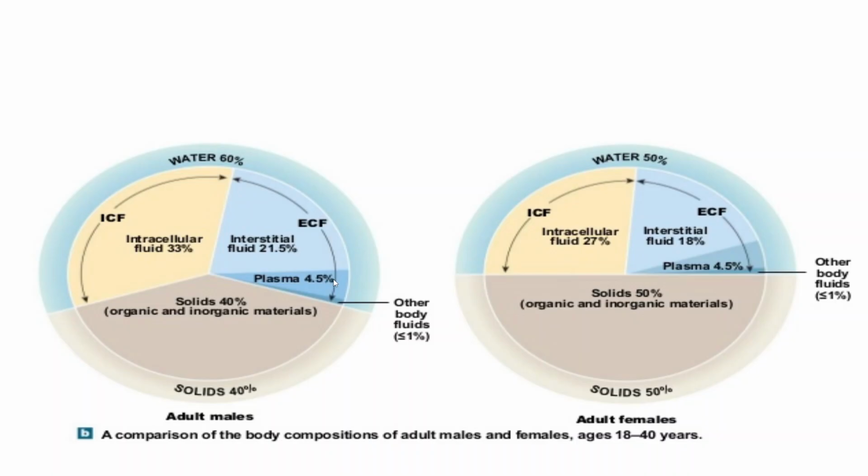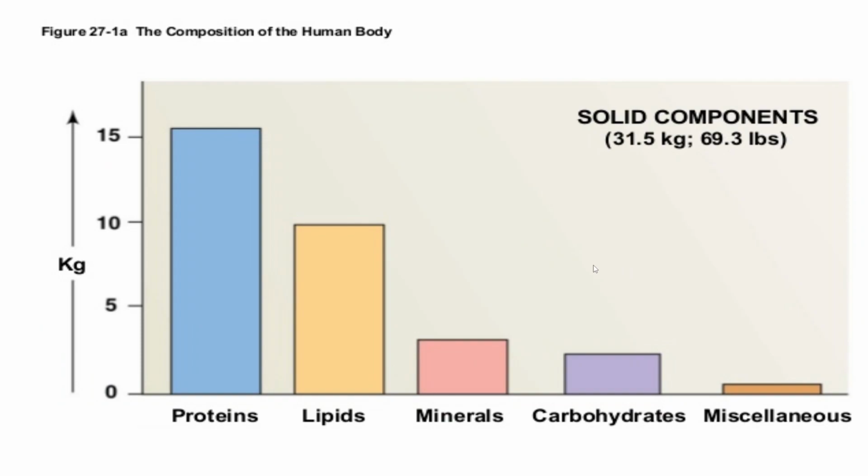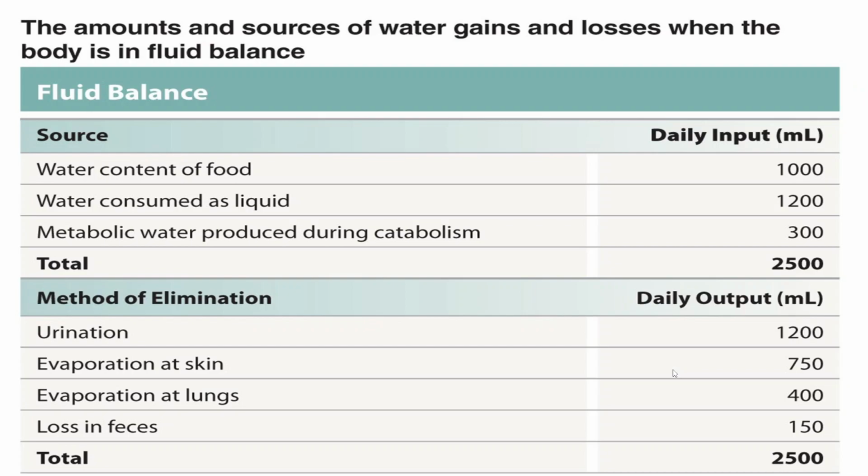Now, the blood as such, what we see in the circulatory system, constitutes only around 4.5% of the total body volume, and around 15 to 20% of the total fluid in the body. So the major component of the fluid will be intracellular, within the cells, and then interstitial, in between the cells in the tissue space. Of course, there is a slight difference in the ratios of fluid and solid in males and females. The solid components are proteins, lipids, minerals, carbohydrates, and a few more.